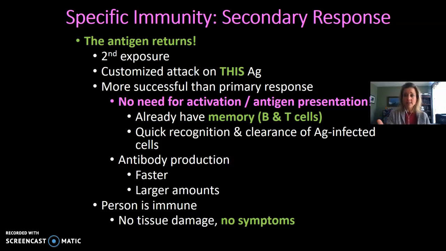When our memory cells meet up with this antigen again, we are going to stimulate the production of more antibodies at a very fast rate. And again, the person is immune, so they are not going to get sick by this secondary exposure or the third time or the 10th time, because our bodies already know how to fight it.